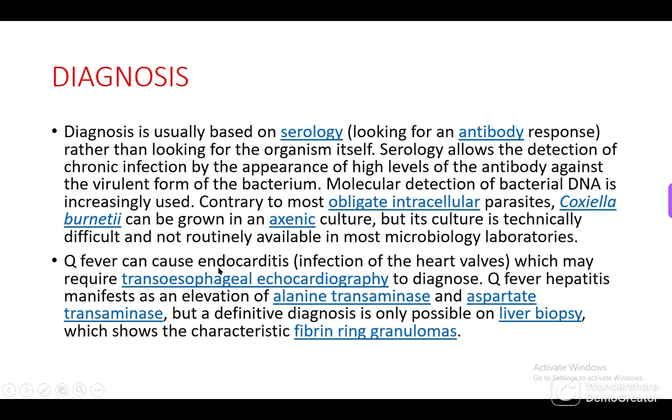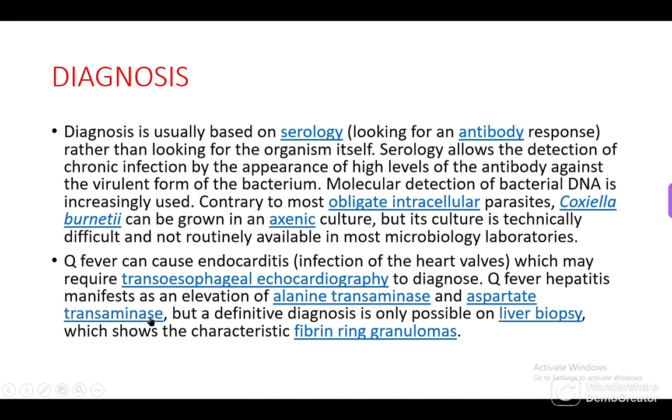Q fever can cause endocarditis, infection of the heart valves, which may require transesophageal echocardiography because the left atrium is only visible in the transesophageal echocardiography. Otherwise, the transthoracic can detect it.